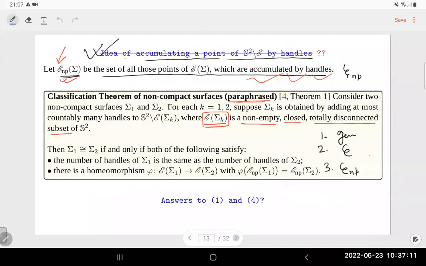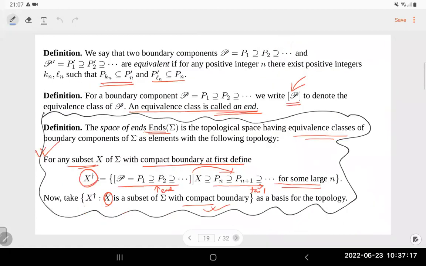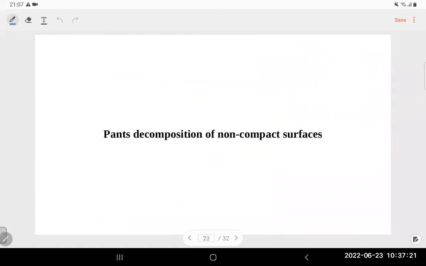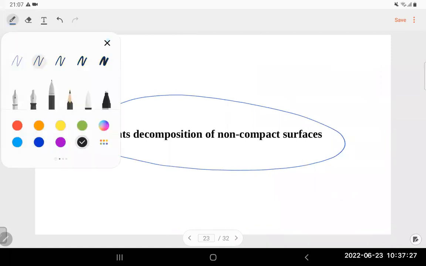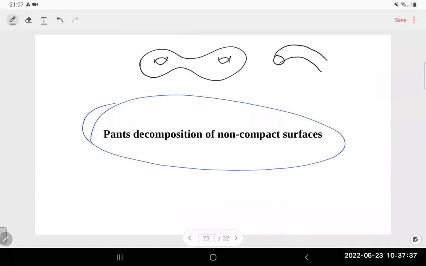All right, so this is almost the end of this talk. I'll just mention another theorem, one statement, and then I'll stop here. So it is the pants decomposition of non-compact surfaces. So pants decomposition means, recall that if you are given a genus 2 surface, this surface, it has a pants decomposition. Pants decomposition, you can think of it as follows, right?